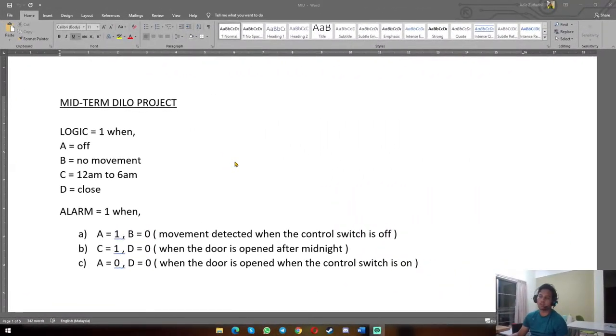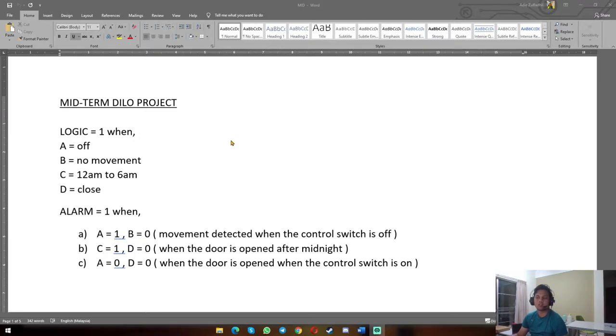Hi. Okay. Today, I will explain about the midterm project for the subject below. Firstly, we need to understand what the question asks. So, for this project, the question is asking about the security system, and we as a user will design a security system.